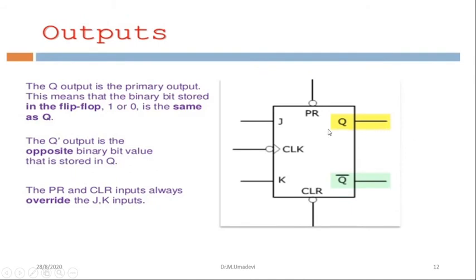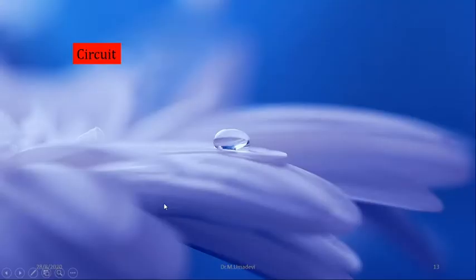Output, as I told you in the previous slide, Q and Q bar are the outputs. The Q output is the primary output. This means the binary bit stored in the flip-flop, either 0 or 1. The Q bar output is the opposite of the binary bit value stored in Q. That means if Q is equal to 0, Q bar will be 1. If Q is equal to 1, then Q bar will be 0. Then PR, preset and CLR, clear inputs always override the JK inputs.